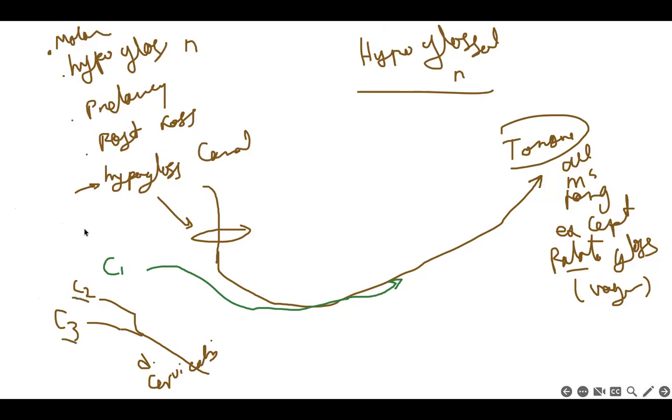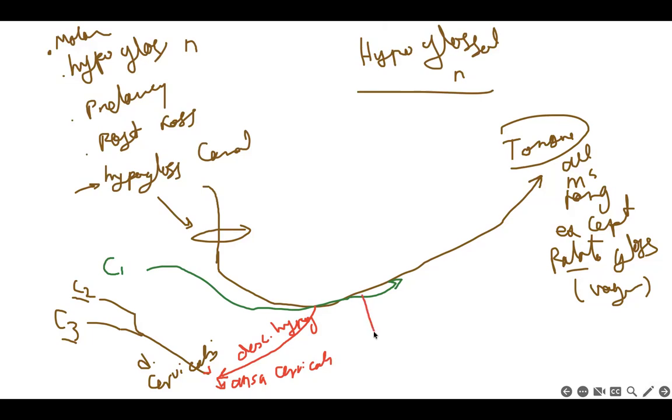What happened? C1, during its run with the hypoglossal, sends a branch to join with the descending cervical. What is the name of this branch? It's named descendens hypoglossi. Both descending branches unite together to supply the infrahyoid muscles. What is the name of this nerve? Ansa cervicalis. Ansa cervicalis.